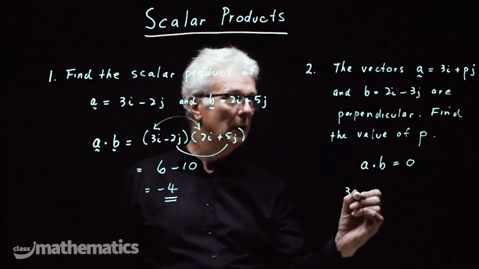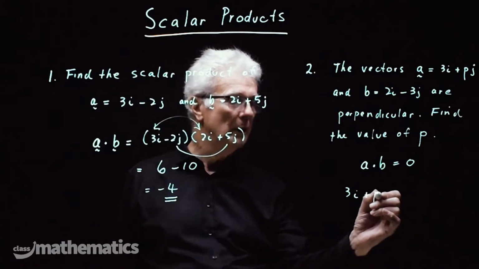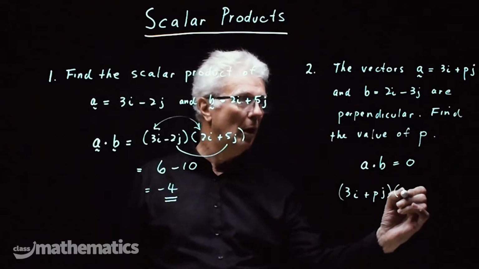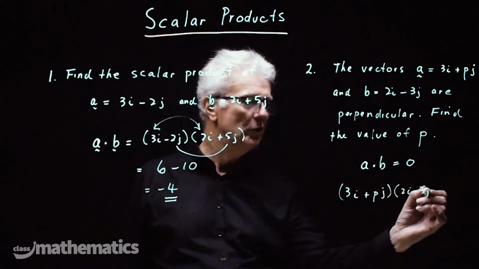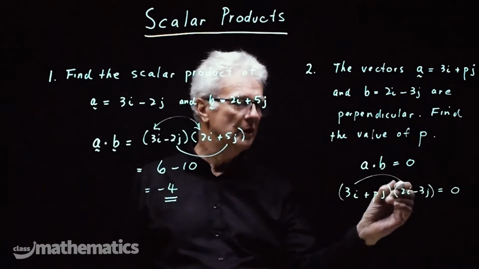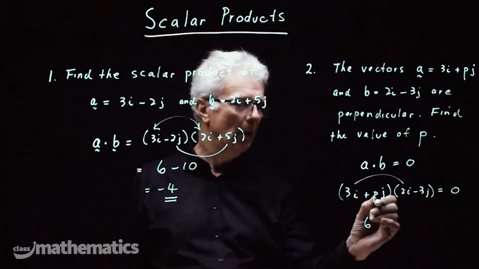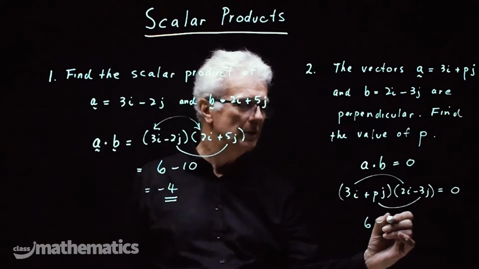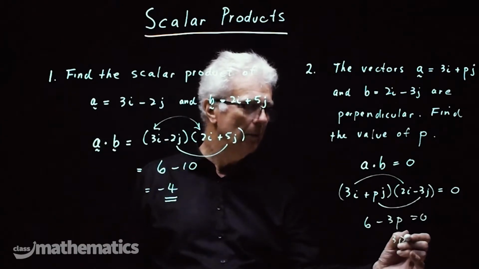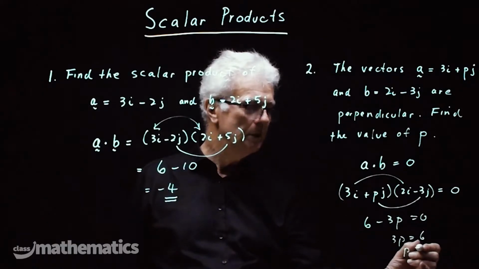We go 3i plus pj times 2i minus 3j, and we know that's equal to 0. Multiplying just the i's together, we get 6. Multiplying these together, we get minus 3p equals 0. So 3p equals 6. p must equal 2.